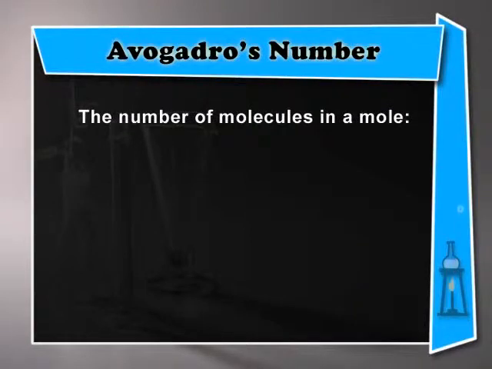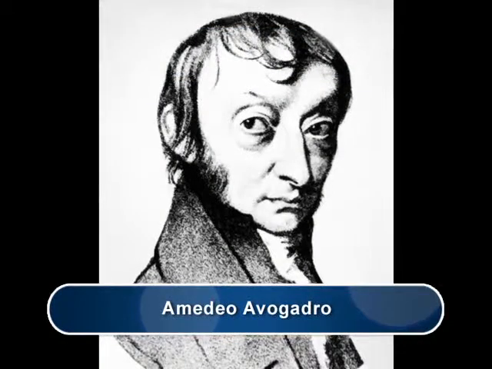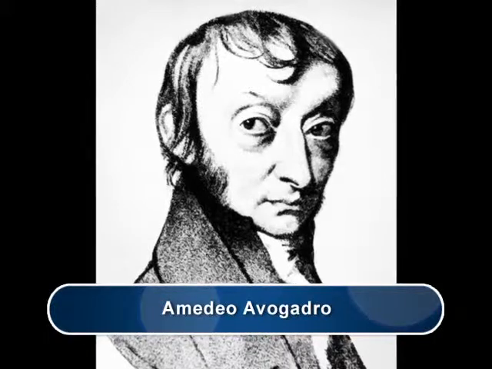That number is enormous. It's equal to 6.02214 times 10 to the 23rd, which we usually round off to about 6.02 times 10 to the 23rd. Many teachers and students prefer just 6 times 10 to the 23rd, and that's fine. And it has its own name. It's called Avogadro's number, in honor of an Italian scientist named Amedeo Avogadro.